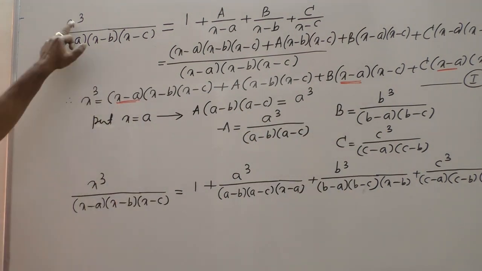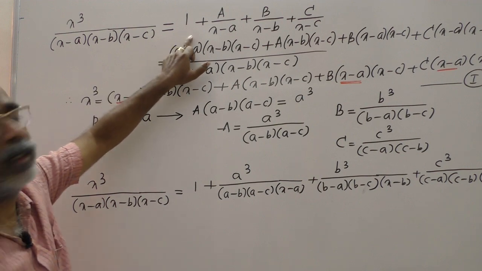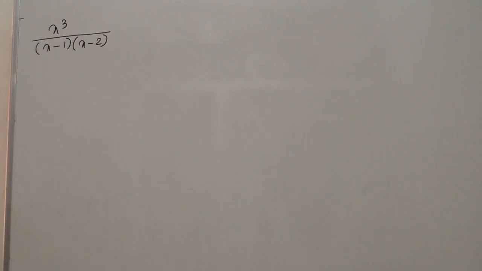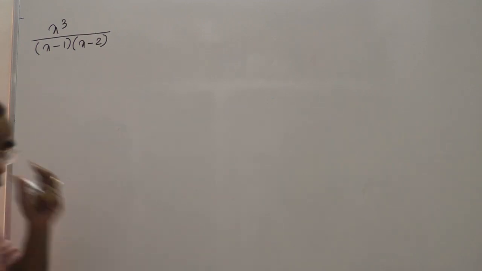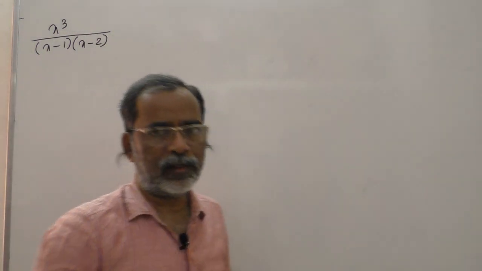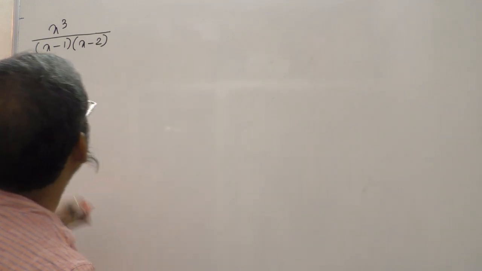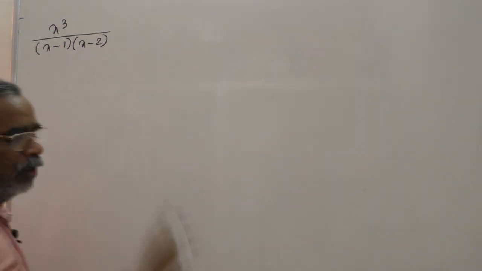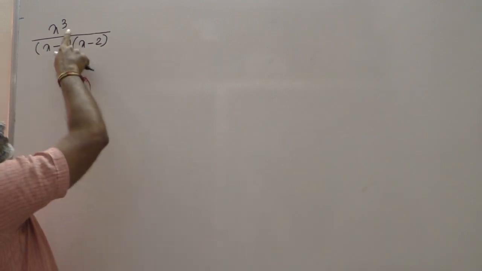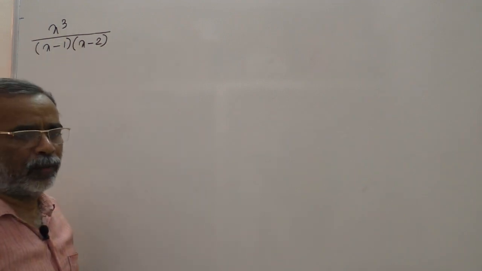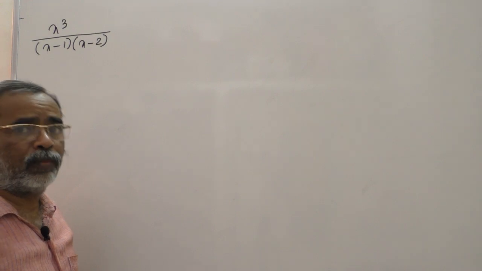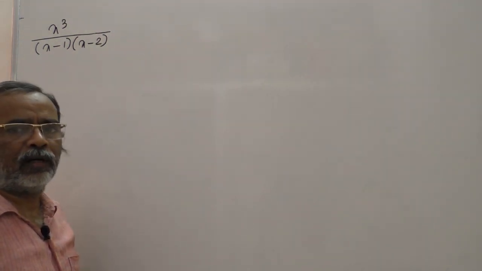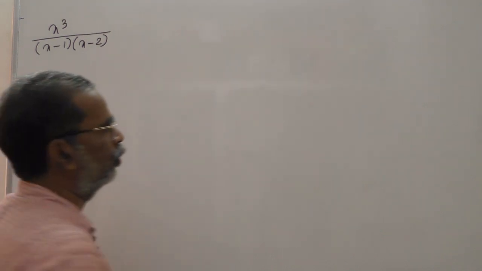When they are of equal degree, you can take this simplification in this fashion. Next we will see another improper one: x cube divided by x minus 1 into x minus 2. See, the numerator's degree is 3, the denominator's degree is 2, so it is improper. Moreover, it is not of equal degree. We have seen two examples.